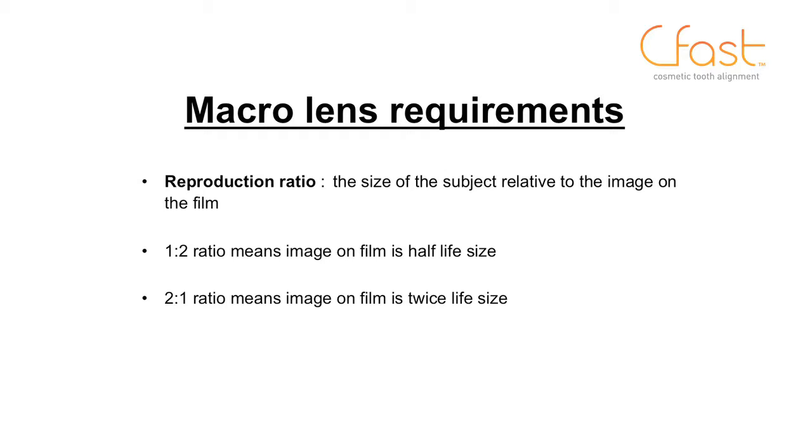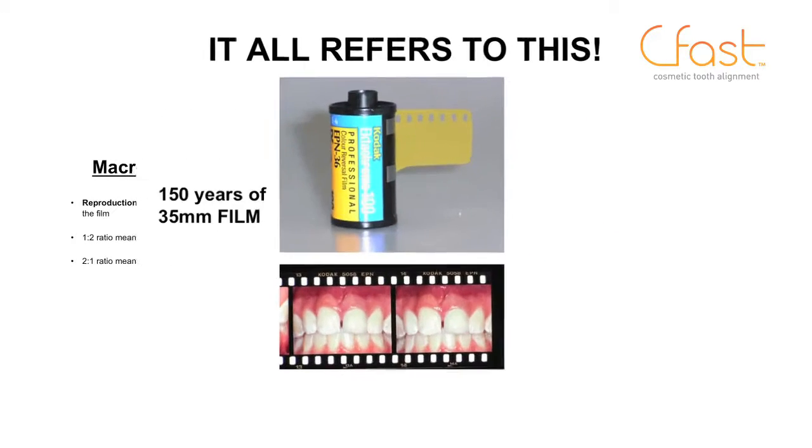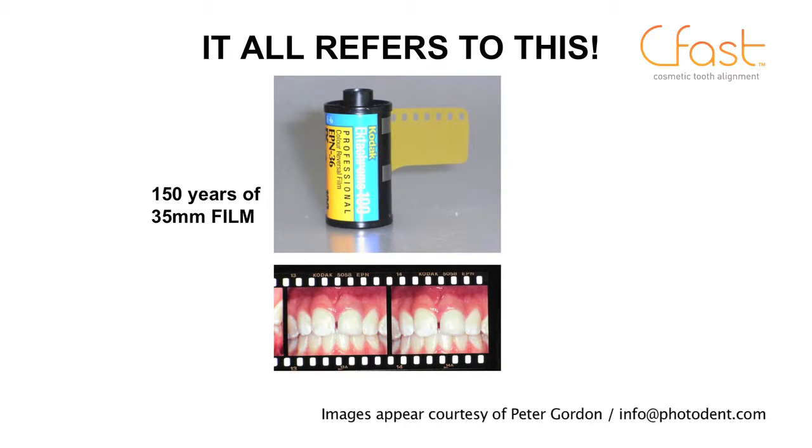different terminologies. And a 1 to 2 ratio means the image on the film is half life size, whereas a 2 to 1 means it's twice life size. And this ultimately all comes back to 35mm, which is where it all began, and this is one of Peter's slides.